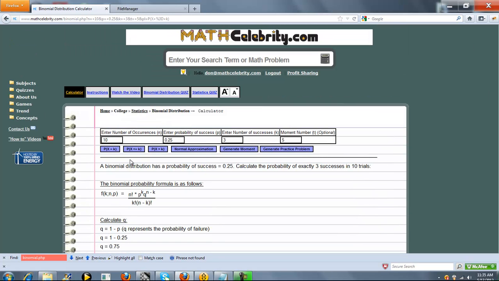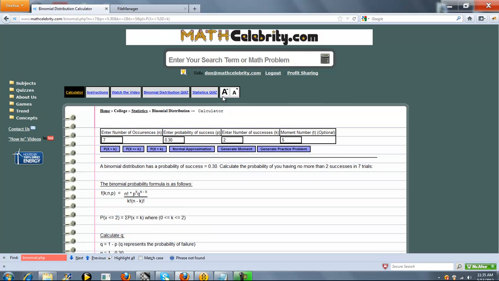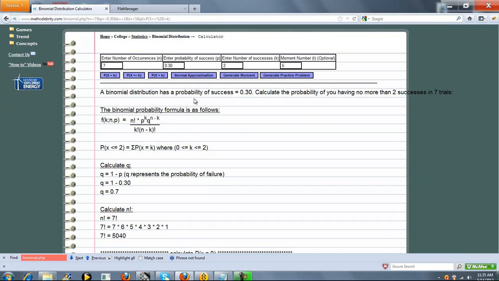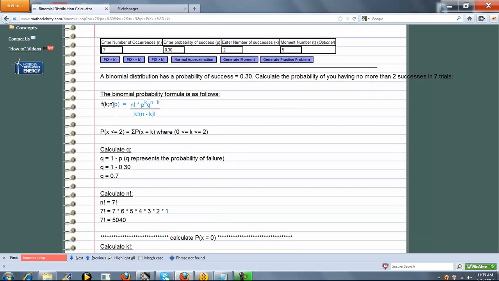Let's go ahead and do x less than or equal to k. So let's change some numbers around. We'll make this 7. We'll make this 3, 0. And we'll make this 2. So I'll do probability x is less than or equal to k. So go ahead and press this button here. So now it says it has a probability of success of 0.3, but calculate the probability of you having no more than 2 successes in 7 trials. So again, we use the same formula.